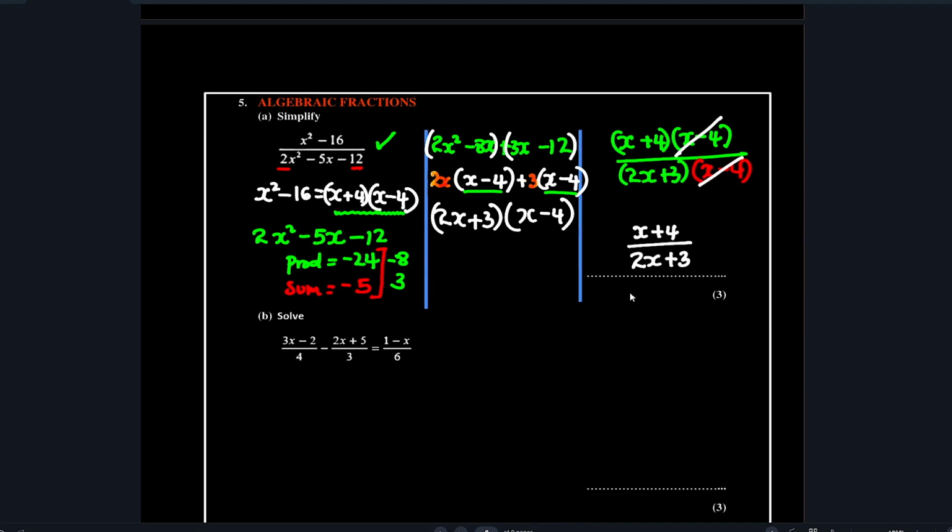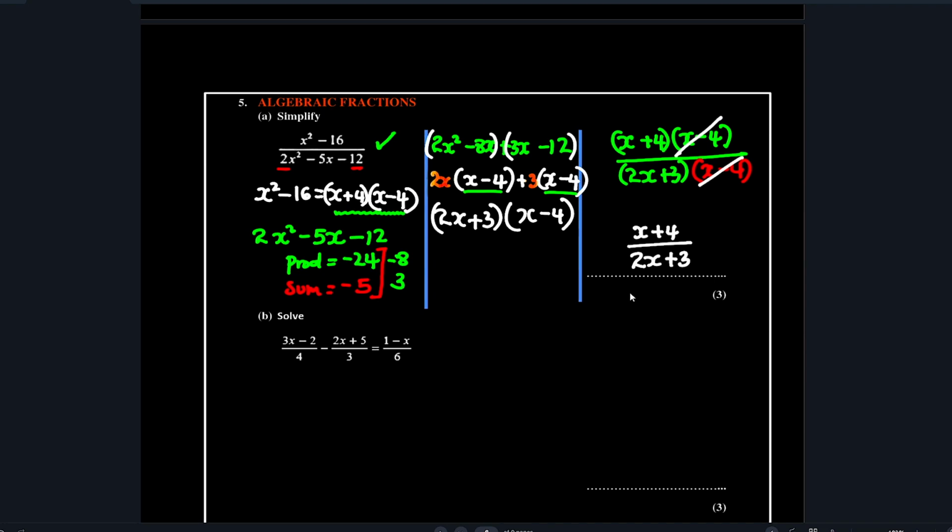There's no way you can cancel 2 and 4 or x and x because there is an addition sign there. At the top we have plus and below we have plus, so there's no way you can cancel that. You just leave it the way it is.